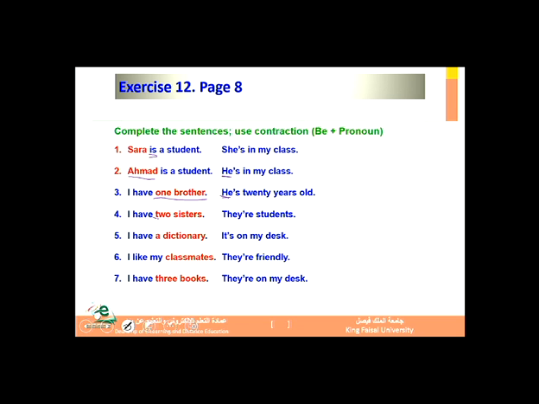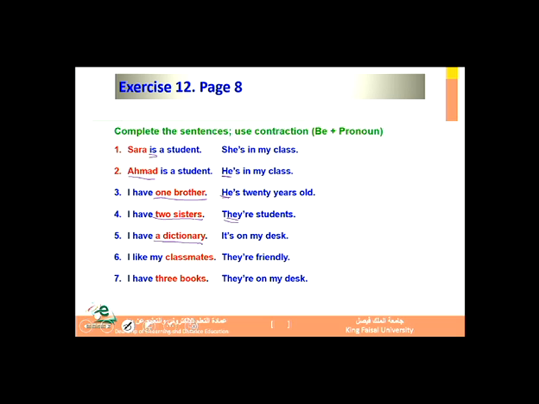I have two sisters. So now we have a pronoun referring to plural. To replace this noun with a plural pronoun, we use they. But they is to be followed by are. So we don't have to say they are students. We contract they with are and we push them together.